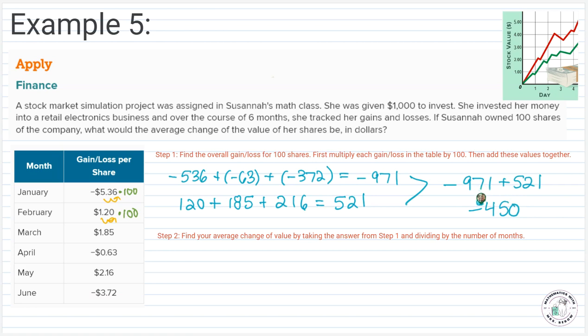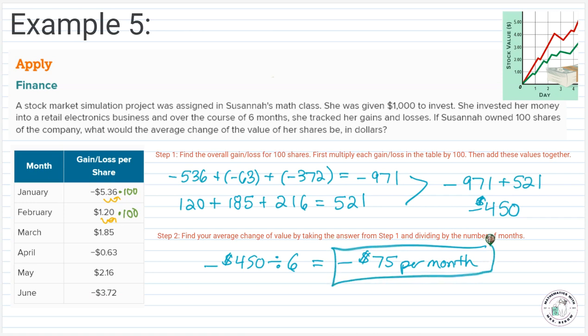So negative $455 is the overall loss for these 100 shares. Now we're going to find the average change, because we want to know what's the average change per month in dollars. So we take this answer from step 1, this negative $450, and divide it by the number of months, so 6 months. When we do 450 divided by 6, we find that our answer is negative $75 per month. So that is my average change. Her stocks are not doing well because they are losing money per month.